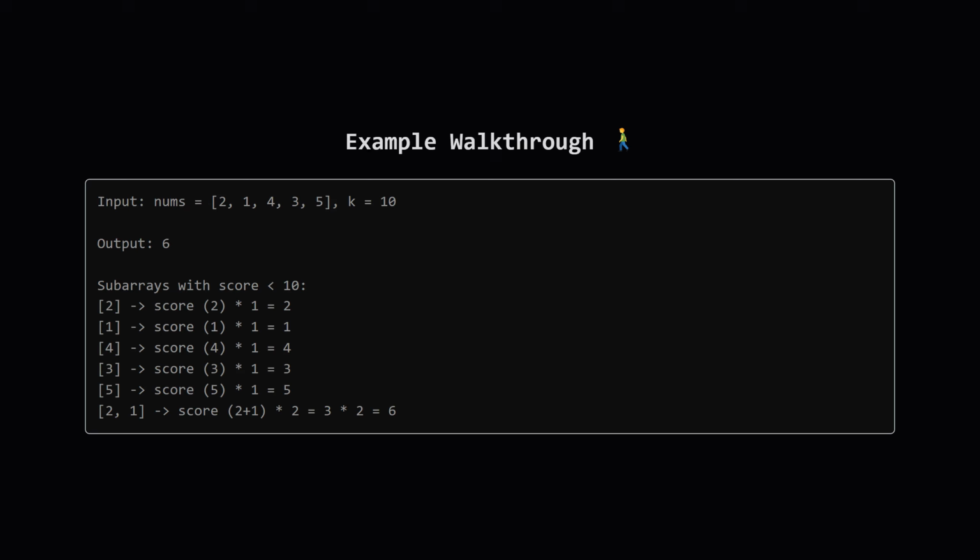Now what about longer ones? How about 2, 1? The sum is 2 plus 1, which is 3. The length is 2. Score is 3 times 2, which is 6. Still less than 10. So we count this one too. That makes 6 subarrays. What about 1, 4? Sum is 5, length 2. Score is 5 times 2, which is 10. Is 10 strictly less than 10? Nope. So we don't count this one. Any longer subarrays like 4, 3, 5 will have even bigger sums and lengths. So their scores will definitely be 10 or more. So the final answer is 6.